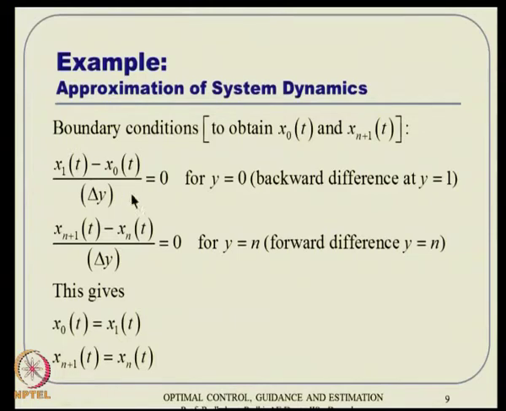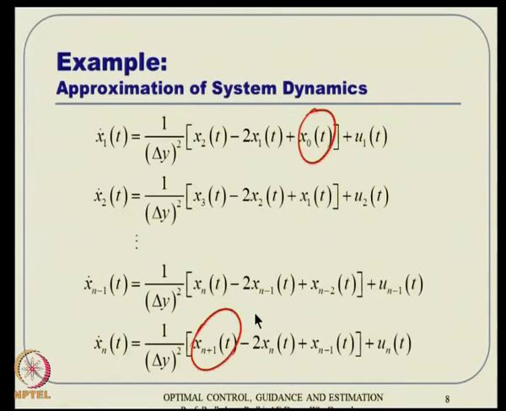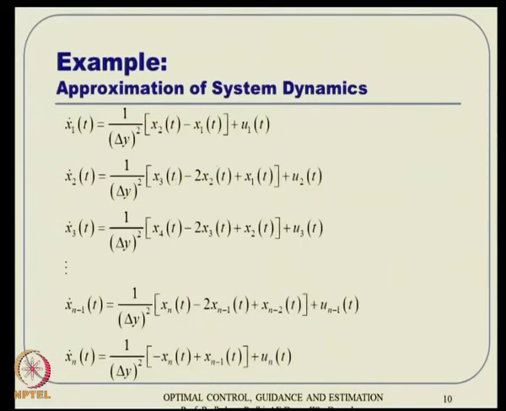This tells me that x 0 has to be x 1, and x n plus 1 has to be x n. So if you go back and substitute, from the boundary condition what we got is that this is nothing but x 1 and this is nothing but x n. Now we can simplify the first and last equation and combine them together. The first equation happens to be this way and the last equation happens to be that way, but all other equations will have a uniform structure.